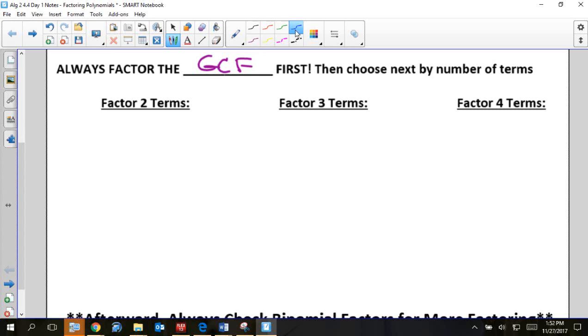After you take out the greatest common factor, you may be left with 2 terms. You might be left with 3 terms. You might be left with 4 terms. So we factor these differently. This is a total review. We've already talked about this.